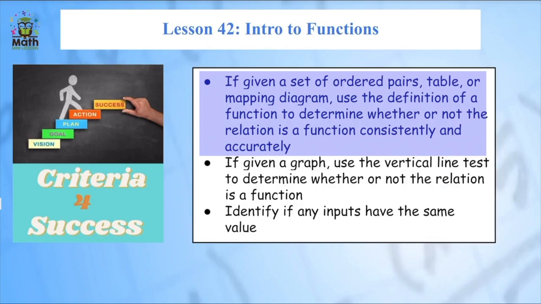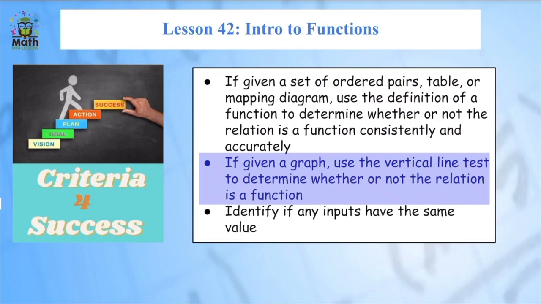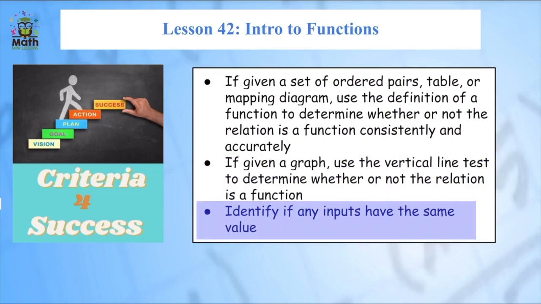Number one, if given a set of ordered pairs, a table, or a mapping diagram, we're going to use the definition of a function to determine whether or not the relation is a function consistently and accurately. So we're going to learn about what that looks like. And if we're given a graph, we're going to use a vertical line test to determine whether or not we have a function graphed. And finally, we're going to identify if any inputs have the same value, because again, that will help us determine if a set of coordinates creates a function or not.